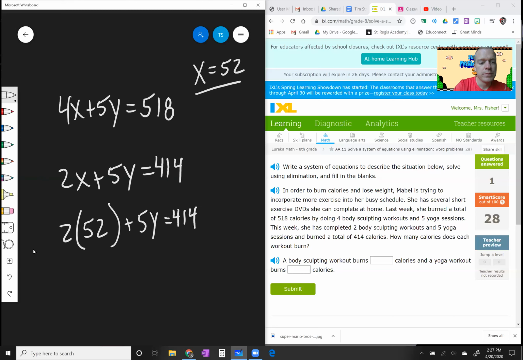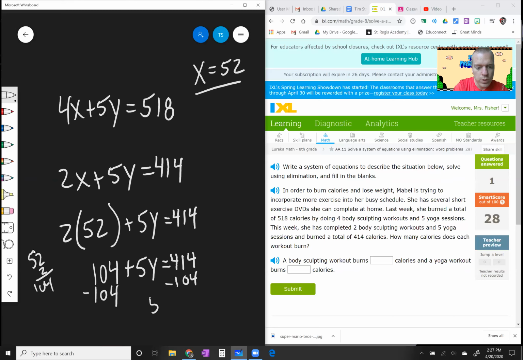Okay, so 2 times 5 is 10. Actually, I'm just going to do it over here. 52 times 2. So 104 plus 5y equals 414. Why do I keep writing my 4s like that? I don't know. Okay. Got to get y by itself now. We're trying to figure out what y is because we already know what x is. Okay, so I need to subtract 104 on this side, subtract 104 on this side, and I'm left with 5y equals 310.